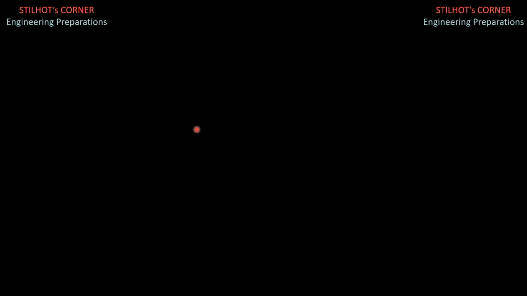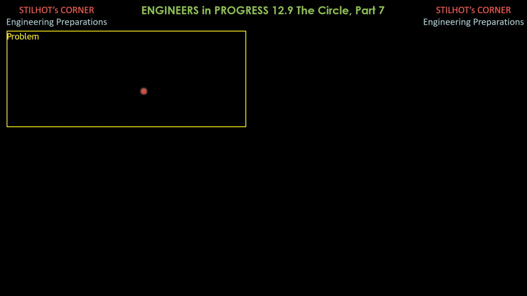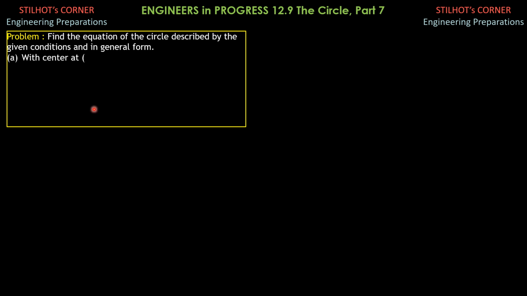Here is another video in Engineers in Progress, particularly on the topic about circles. So there are 4 exercises here, and one of them, the last one, is your part. And it is provided with an answer. So these are the problems. Find the equation of the circle described by the given conditions and in general form.